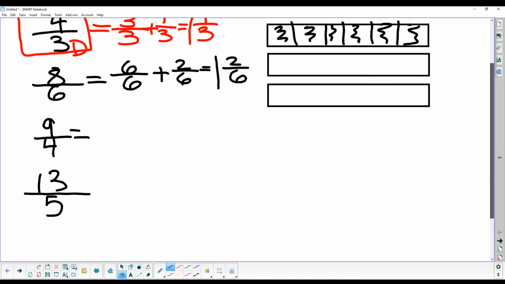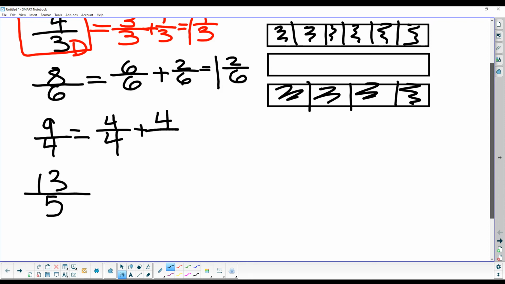So with 9/4, my denominator is 4. So I'm thinking that 1 whole is saying 1 whole would be broken into 4 equal pieces. So if I were to color that in, that means that 1 whole would be 4 out of 4 pieces. Now I have to get to 9 pieces. So I'm only at 4.